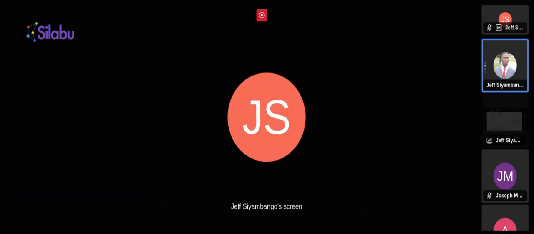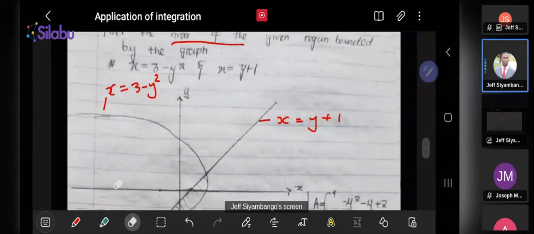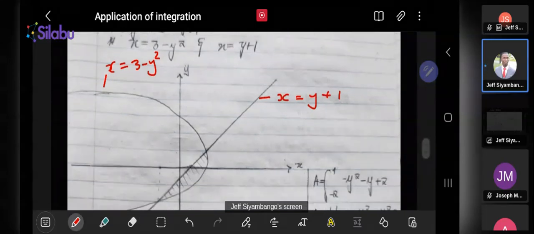So we started the review from last night, and as mentioned earlier, we are starting with the question using the relation from Kango. So he plotted these two functions. The one is x equals 3 minus y squared, and the other one is x equals y plus 1, the straight line.